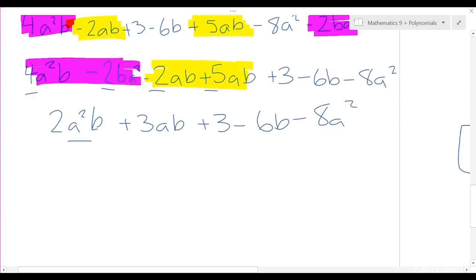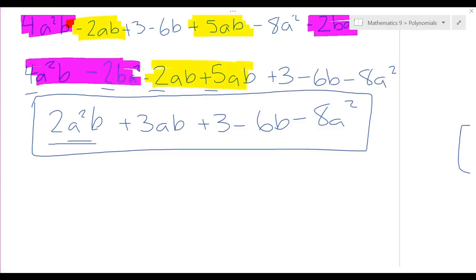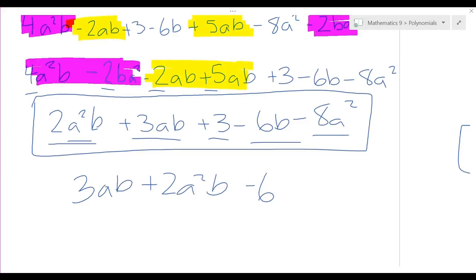Now you might have had something a little different where each of these terms were in different orders, and that's still fine. So for instance, if you had 3ab plus 2a squared b minus 6b plus 3 minus 8a squared, that's still okay. All we've done is just reordered these terms here.